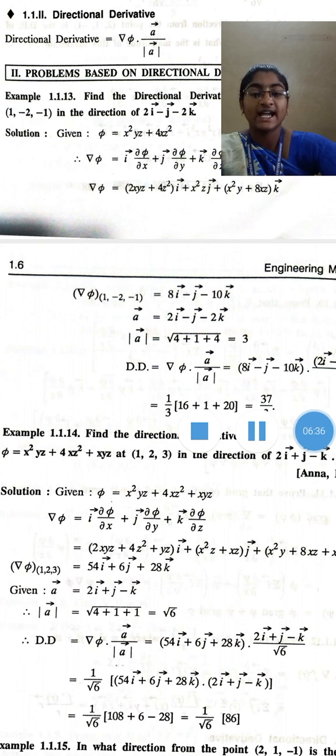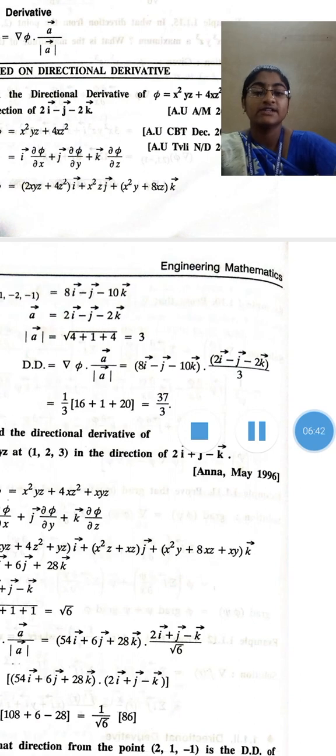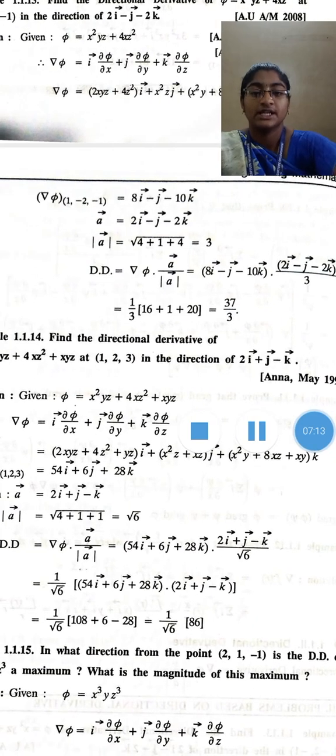Now we have to write the directional derivative formula and substitute the values. So we get (8i vector minus j vector minus 10k vector) dot (2i vector minus j vector minus 2k vector) divided by 3. Now compare these two terms in the brackets as i, j, k. We get 8 2s are 16 plus minus 1 into minus 1 is plus 1 plus minus 10 into minus 2 is plus 20. Add all the three terms, we get 37 and the denominator value is 3. Here the directional derivative is 37 divided by 3.